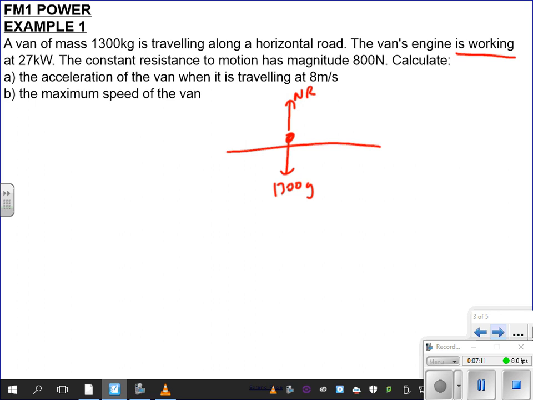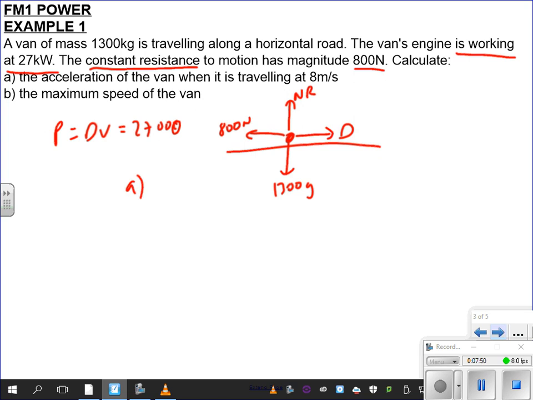So the minute I see working at a rate, I'm straight into P equals dV. I'm not writing P equals 27,000. I'm writing P equals dV is 27,000, because I know that's going to give me something to work with later. Okay, so this therefore has a corresponding driving force, and it's saying there's a constant resistance to motion of 800. So that's where the R is coming in. So I'm putting in 800 newtons there. All right, so that's your air resistance, your friction, all that kind of stuff.